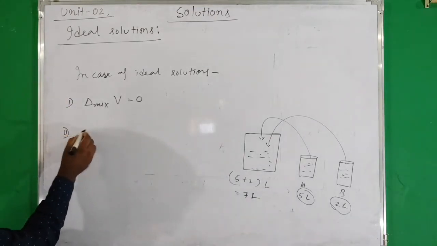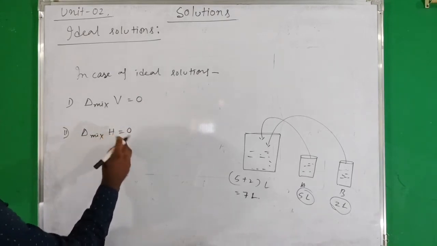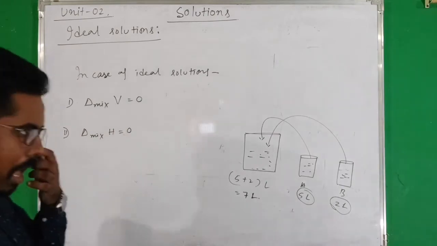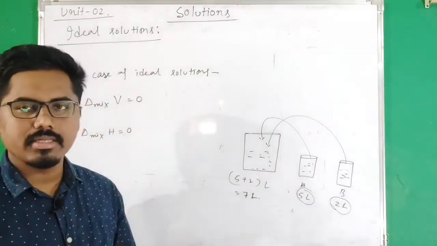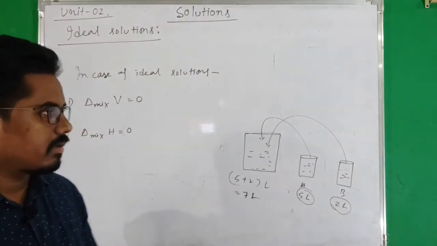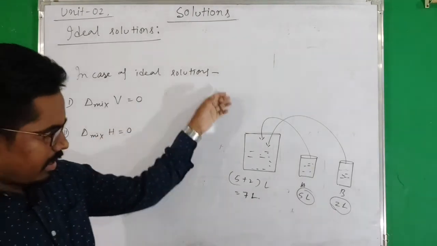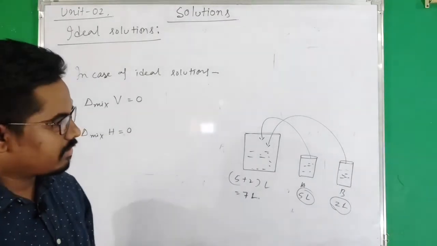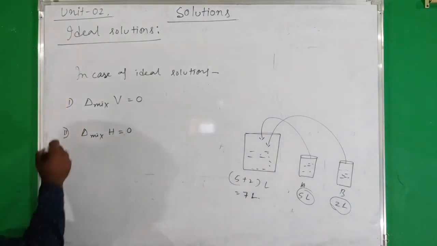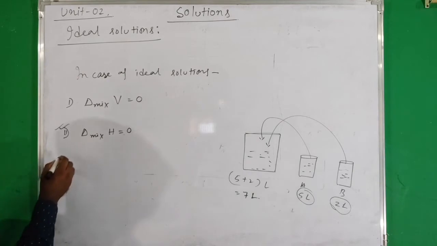And the next point is, in case of ideal solutions, the enthalpy of mixing is always equal to 0. That means in some solutions, during their preparation, the process may be either exothermic or endothermic, but in case of an ideal solution, there is no evolution of heat or absorption of heat, okay.